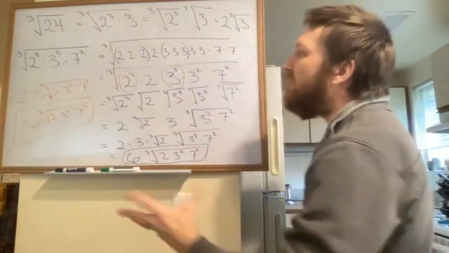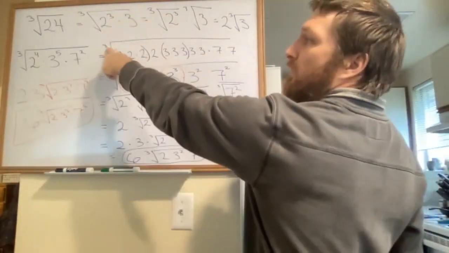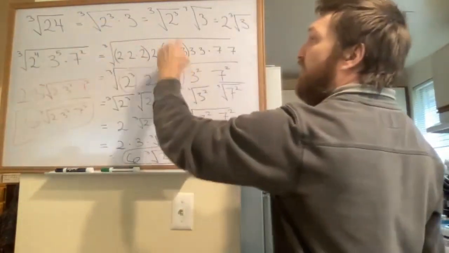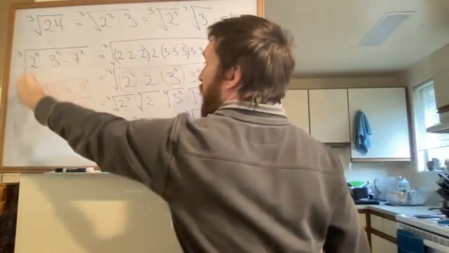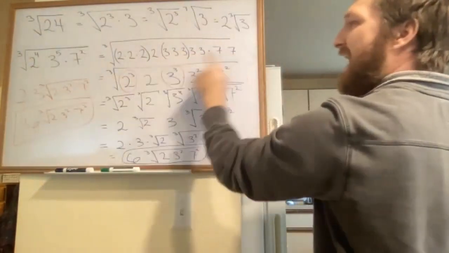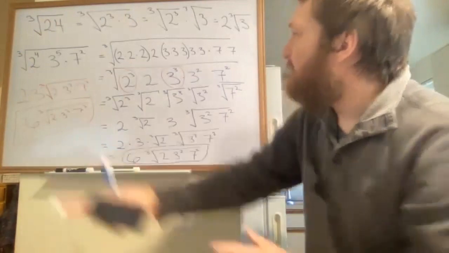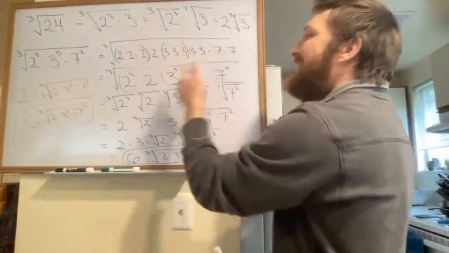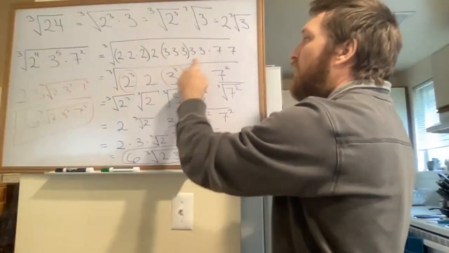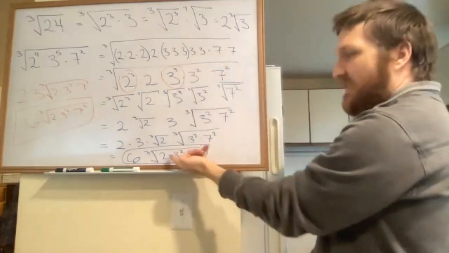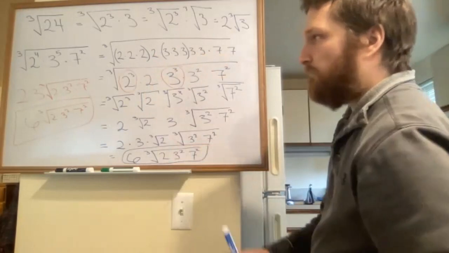And then I could just look at that and say, oh, you have 3 of them, you could pull out 1 of them. You have 3 of them, you could pull out 1 of them. And then everything that's left, everything that is not a group of 3 has to stay inside. And so you're left with 1 2, 2 3s, and 2 7s. And indeed, that's what we end up with right here.